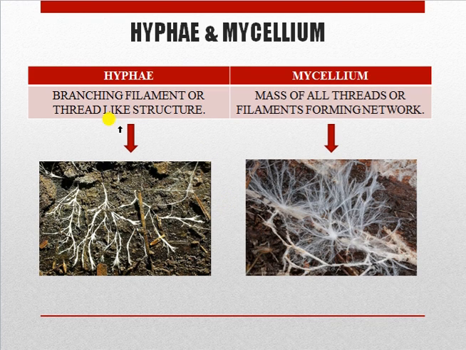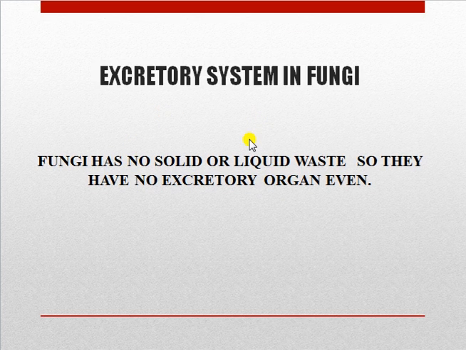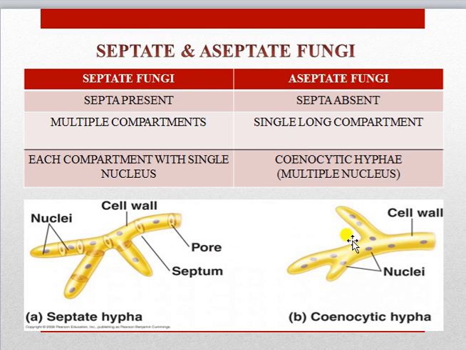Next we saw what hyphae and mycelium are, and the structural difference is very clear to us. In respiratory system in fungi, both aerobic and anaerobic types can be found. In this slide we discussed the excretory system also. In the next slide we discussed the classification of fungi, septate and aseptate. Within septate are Ascomycetes, Basidiomycetes and Deuteromycetes. Within aseptate are Zygomycetes and Oomycetes, and aseptate fungi are commonly known as Phycomycetes. Always keep in mind that septate fungi are uninucleated, but aseptate fungi are multinucleated or coenocytic, because their entire hypha is considered one compartment.